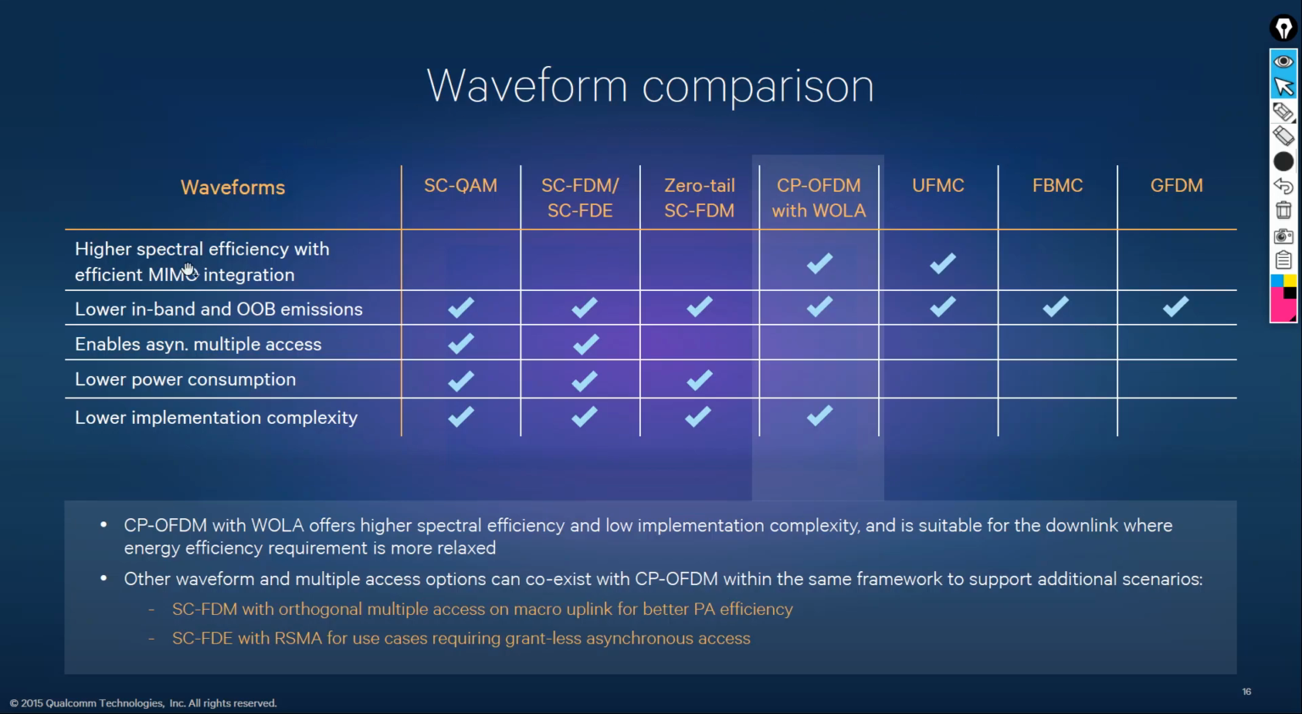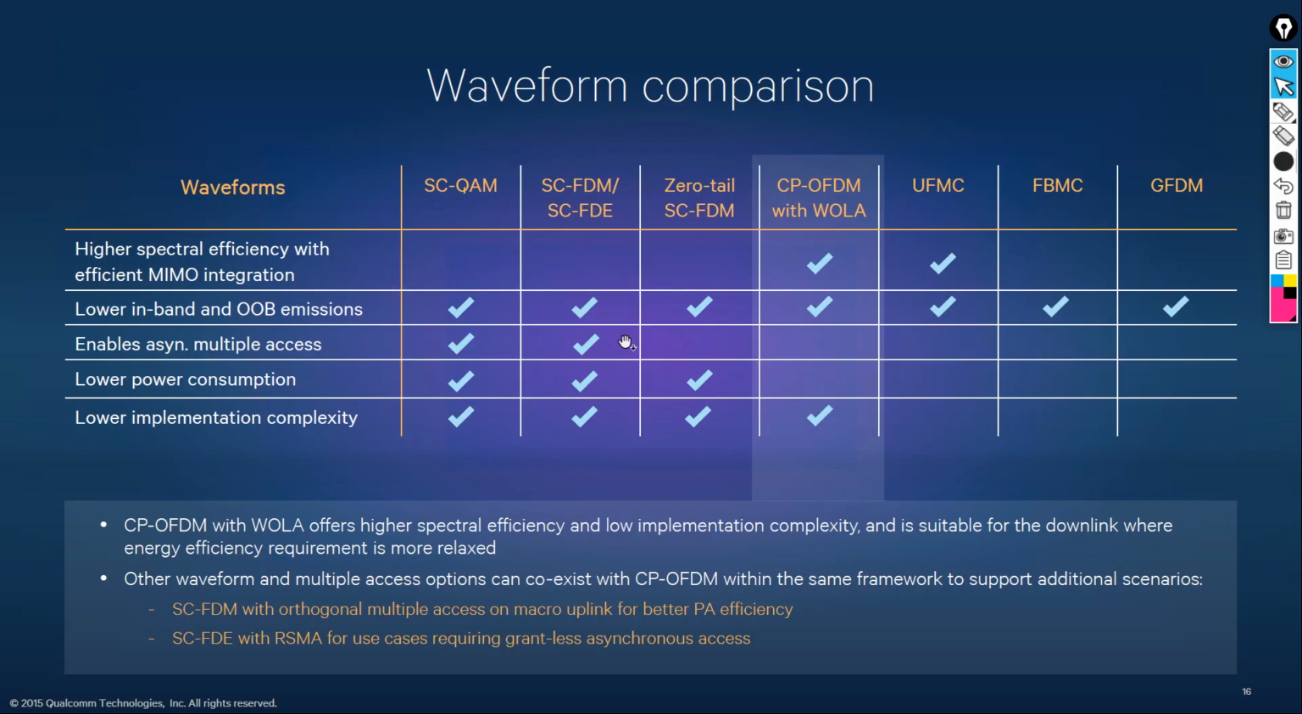So basically, if you were to compare all these waveforms in terms of high spectral efficiency with efficient MIMO integration, lower out-of-band emission, enabling asynchronous multiple access, lower power consumption, and lower complexity, you can see that single carrier is good in all except spectral efficiency.